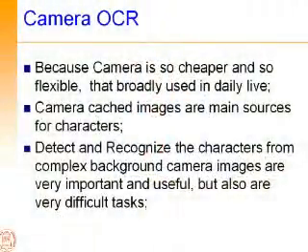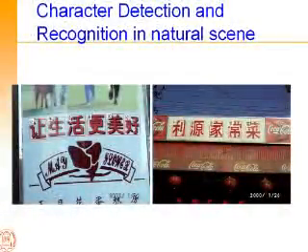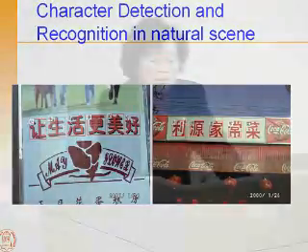Next is camera OCR. Everybody knows the camera is very cheap and flexible, used every day. So use the camera to get the document image. That is an easy way and widely used. So how to develop a system that can directly recognize the image information from the camera? That is very important. There are some problems to be resolved because the characters are not binary, they are grayscale. So we do character recognition directly on the grayscale image. This is the first one.